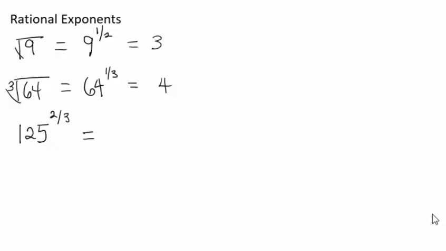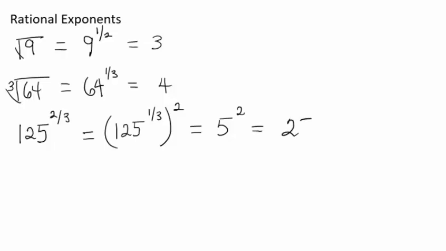But if we're given a number like this, 125 to the 2/3, and we wanted to evaluate this expression, we can use our properties of exponents to kind of go backwards and break up this 2/3 power as raising a power to a power, or raising to the 1/3 power and then to the 2nd power. Since 125 to the 1/3 is the cube root of 125, which is 5, and then 5 squared is 25.